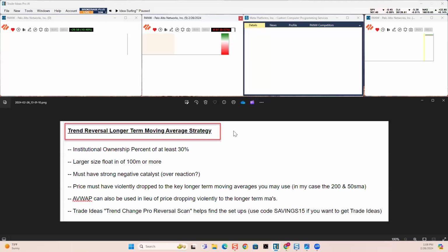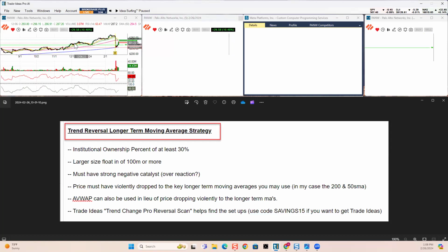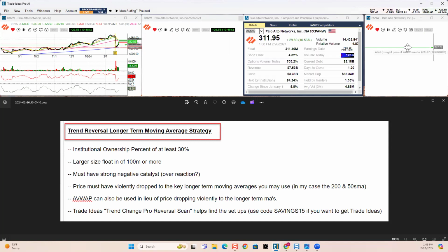This would be PANW. I use the daily chart, which is right here on the left. I also use the 5-minute chart to help me with entries, to get the best entries. And on the far area here, I have a weekly chart that I'll take a look at to see if the chart setup is looking good on multiple time frames. In the middle here, you see the profile of the stock.